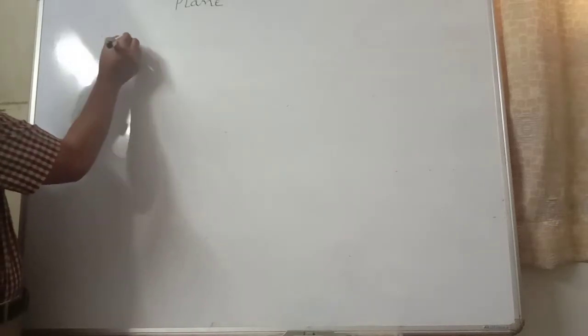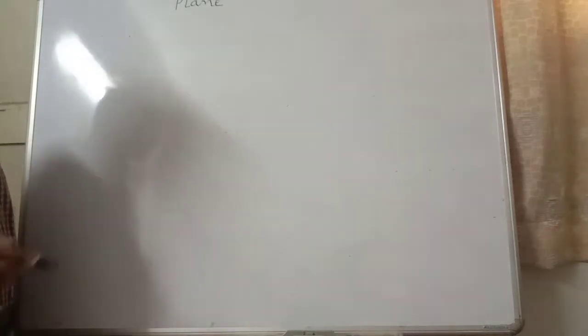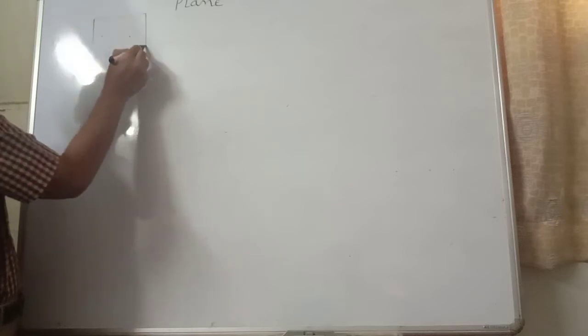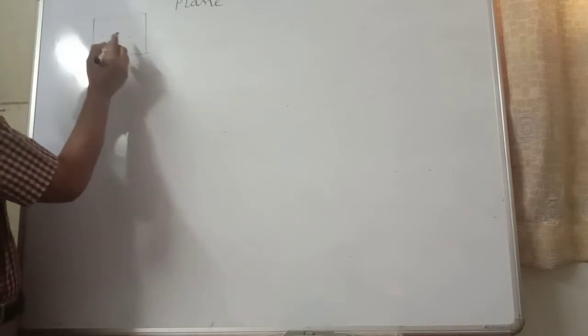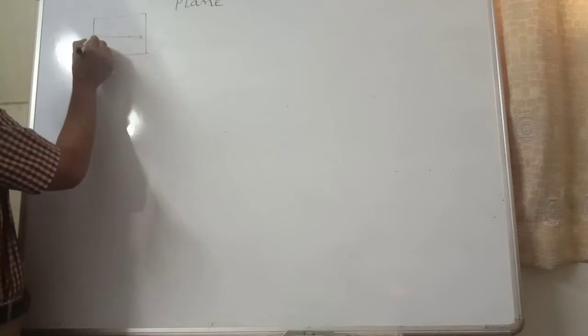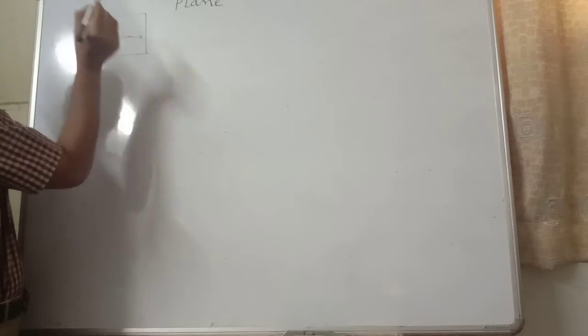If any 2 points lie on a plane, then the line passing through them totally lies in that plane.